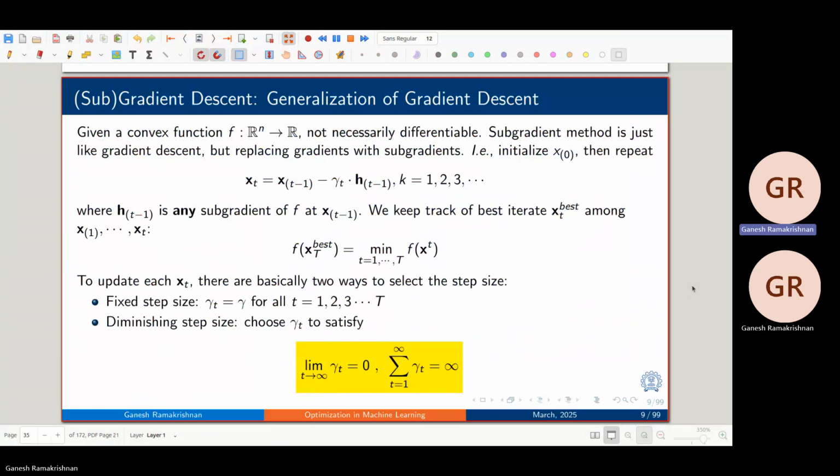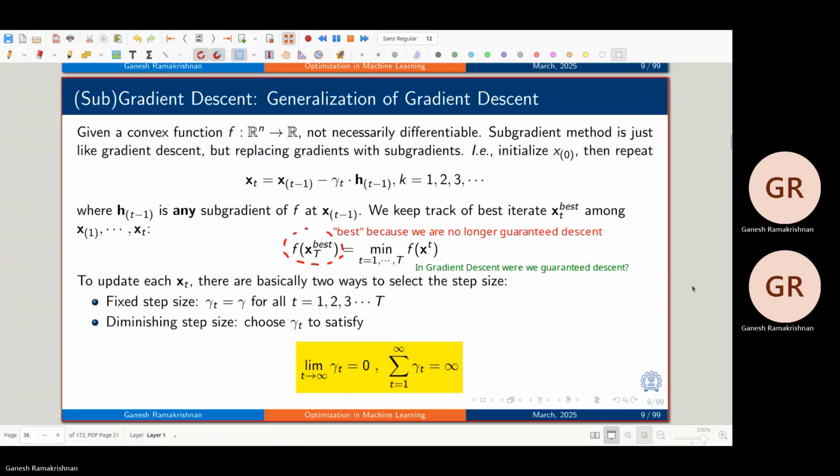So, as I said, there is the subgradient, the direction, and the step size. Because of this, one of the big challenges with subgradient descent algorithms is that you can only keep track of the best iterate. So you have X best, because we are no longer guaranteed descent, especially given there are two variables you're dealing with here.